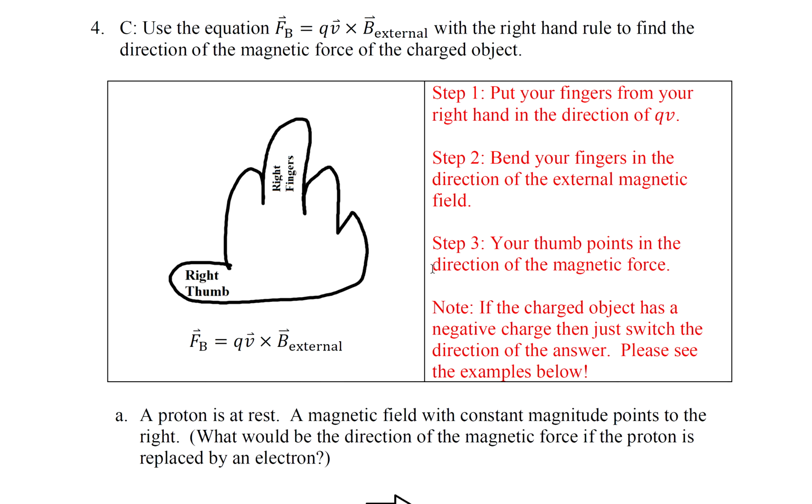Question 4. Use the equation magnetic force equals QV cross magnetic field external with the right hand rule to find the direction of the magnetic force of the charged object. So here are the steps. Take out your right hand, put the fingers of your right hand in the direction of QV. Step 2, bend your fingers in the direction of the external magnetic field. Step 3, your thumb points in the direction of the magnetic force. And note, if the charged object has a negative charge, then just switch the direction of the answer.